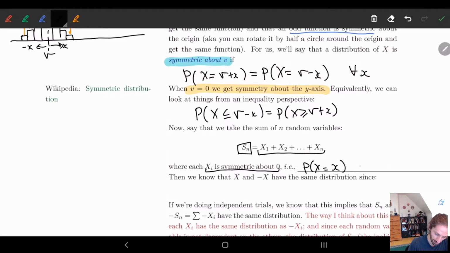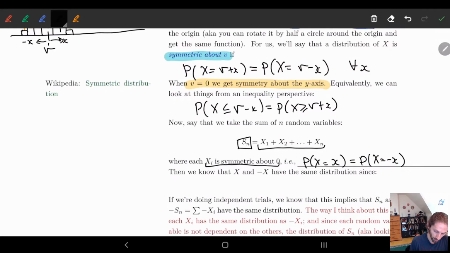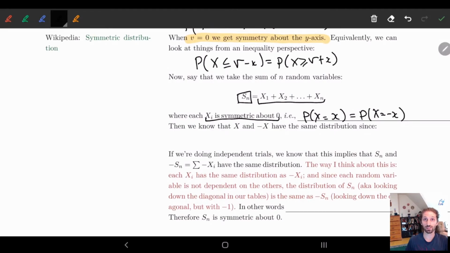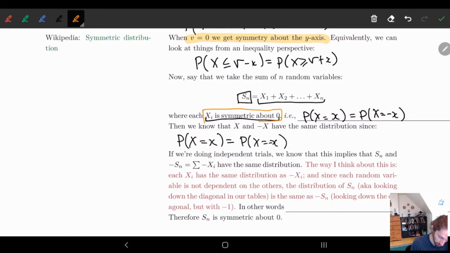So I have P of X equals x, which is equal to X equals minus x. This is basically where this is coming from. What this tells us is that X and minus X have the same distribution. How do I know this? If I take P of X equals x, I can say this is equal to minus x. This is only true when we assume that Xi is symmetric about 0. Here, this minus I can just move to the other side, and so we see that X and minus X have the same distribution.